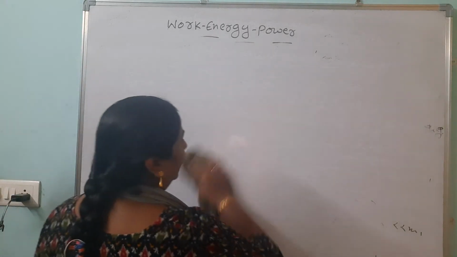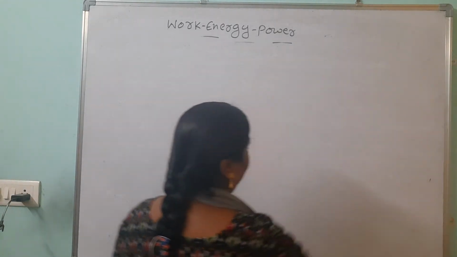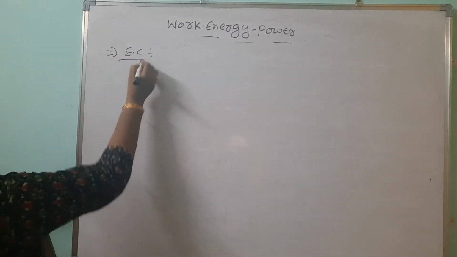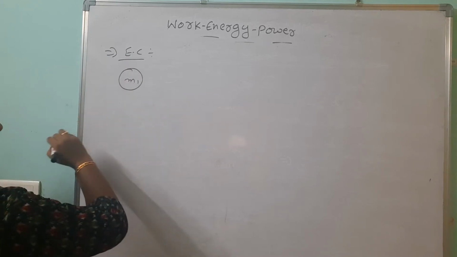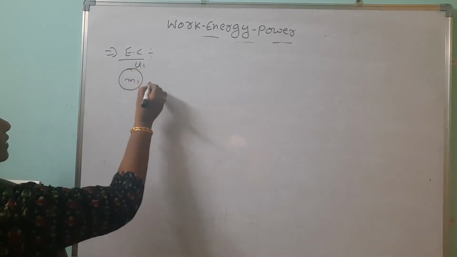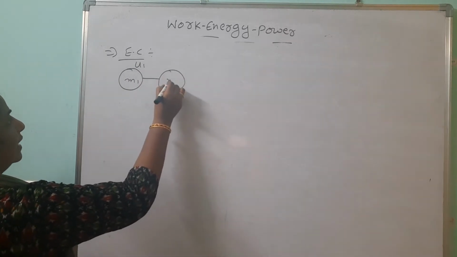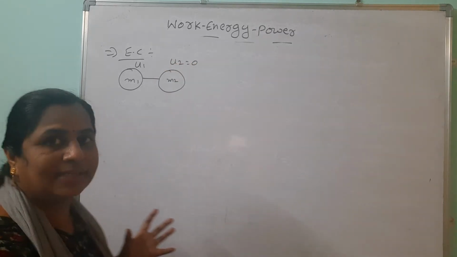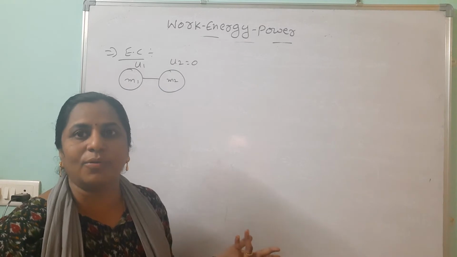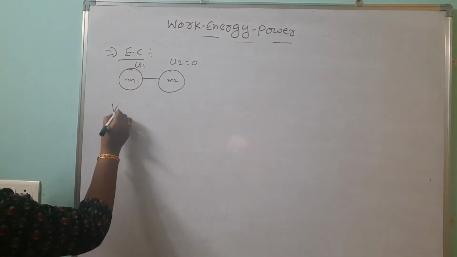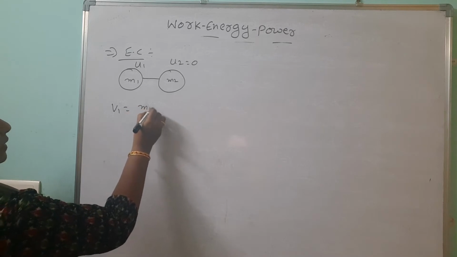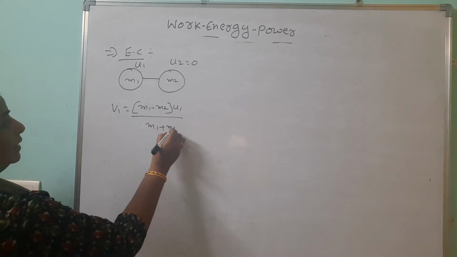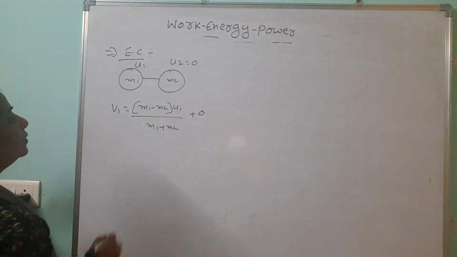And one more application we are doing here. It is elastic collision only, but the first body of mass m1 is moving with velocity u1, making collision with the second body of mass m2, but here u2 equals 0, meaning the second body is at rest. Then how to find v1? The expression for v1 is (m1 minus m2) u1 by (m1 plus m2). There is no second term here because u2 equals 0.